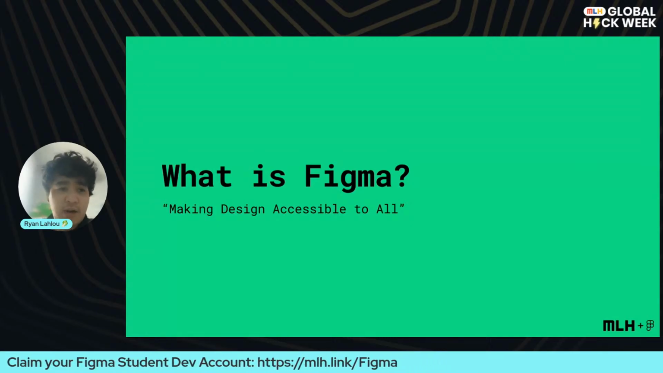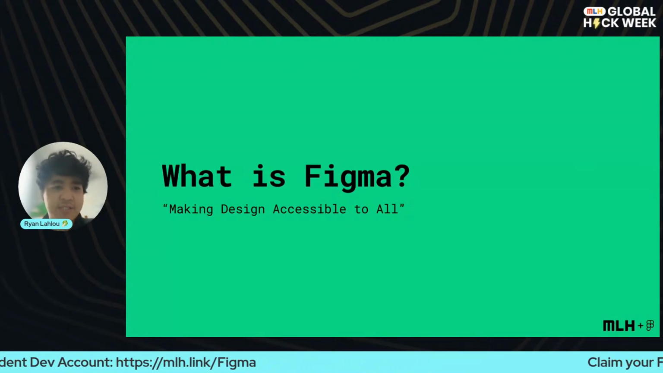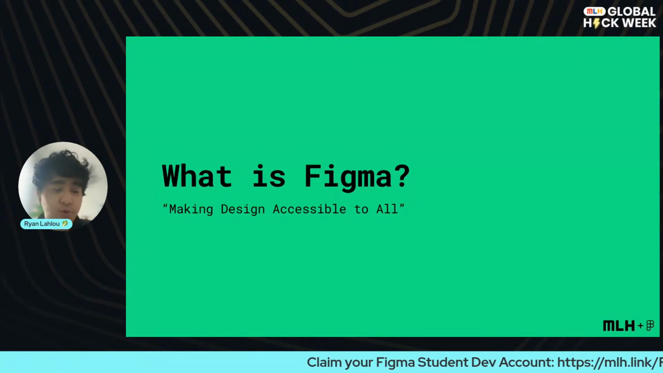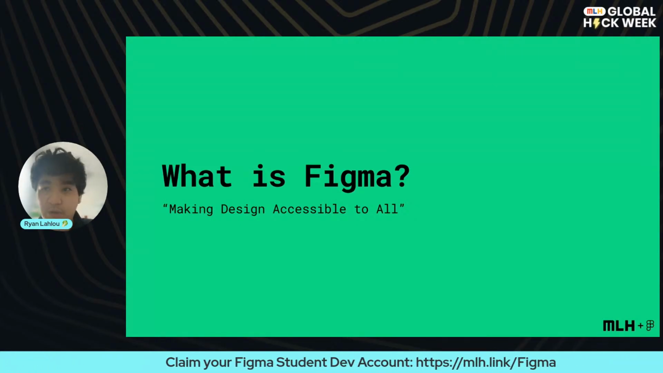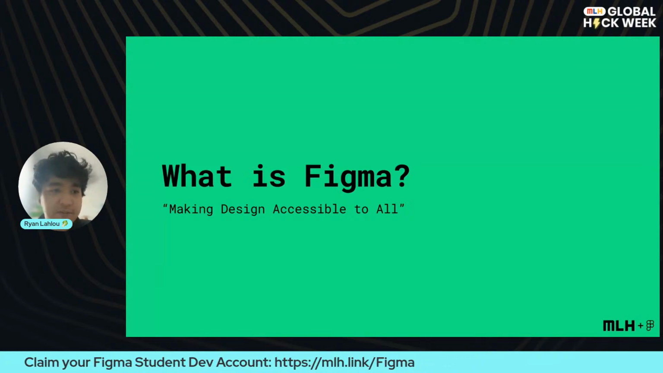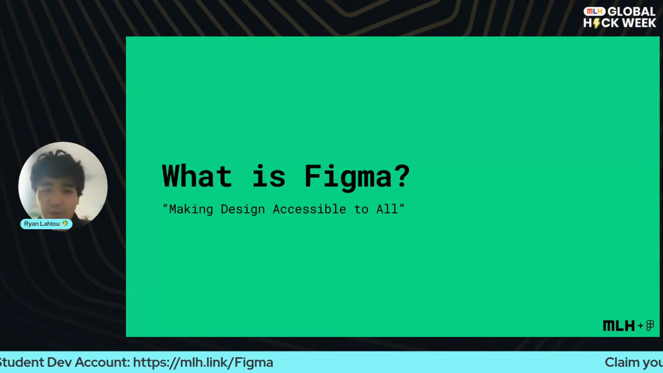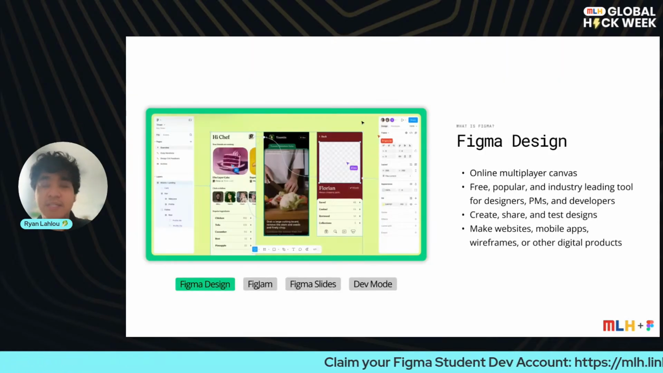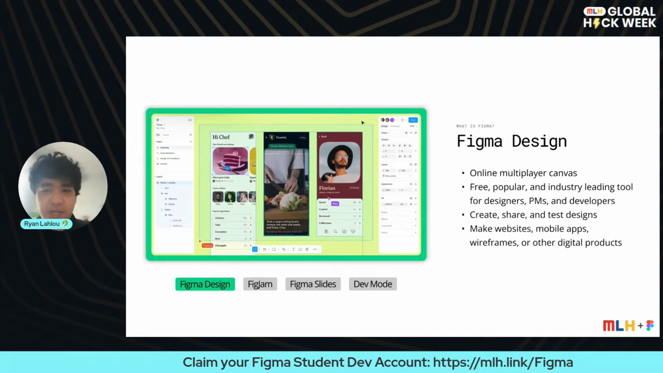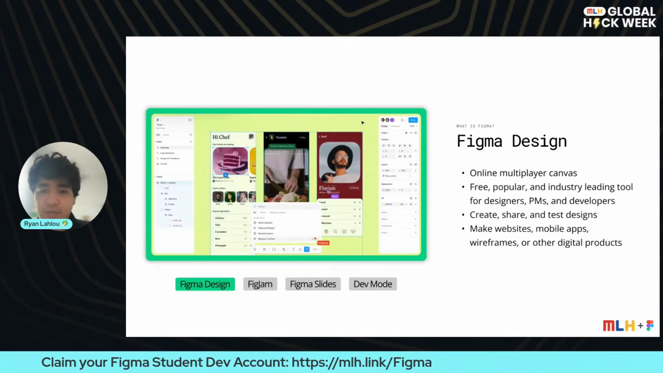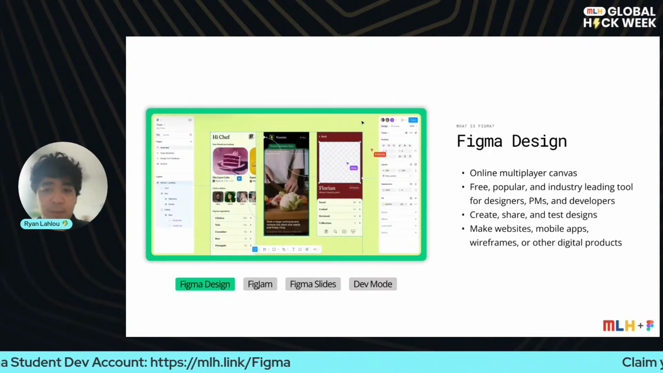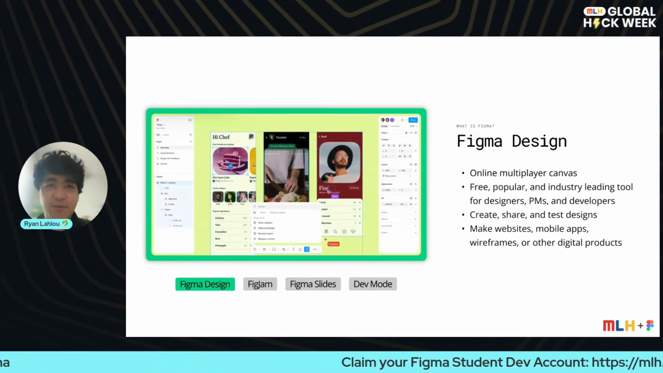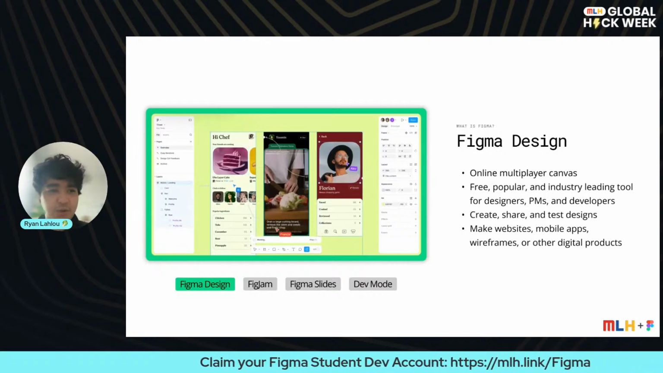For those that are not familiar, you might be asking yourself, what is Figma? Well, their overall slogan is making design accessible for all, and they do that through 4 of their products. This summer, a few months ago, they released a few more products, so we'll only be covering the 4 that they had before. The first one is Figma Design. It's an online multiplayer canvas. It's a free, popular, and industry-leading tool used by designers worldwide, and it's the most popular design collaboration platform on the internet. If you want to design websites, mobile apps, and other products, this is the tool to use.